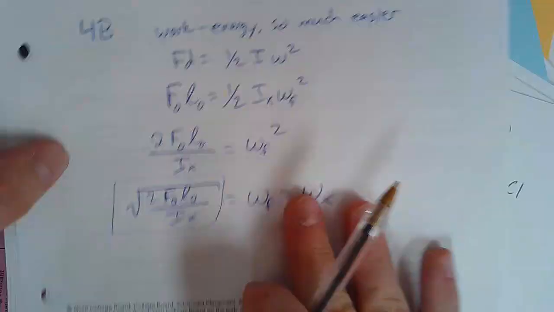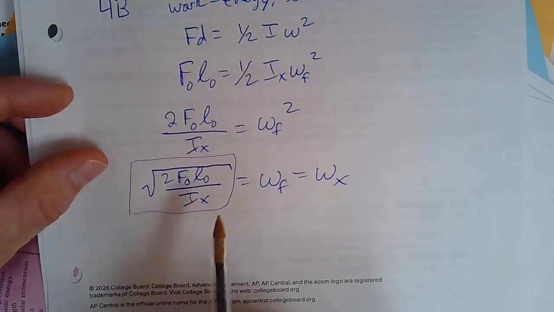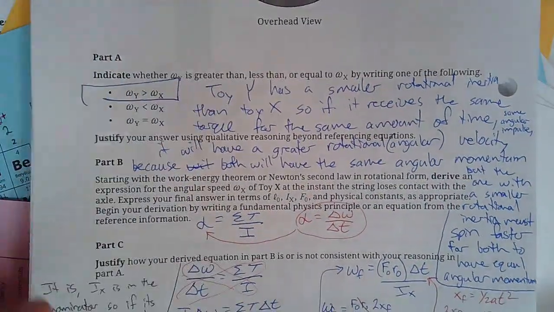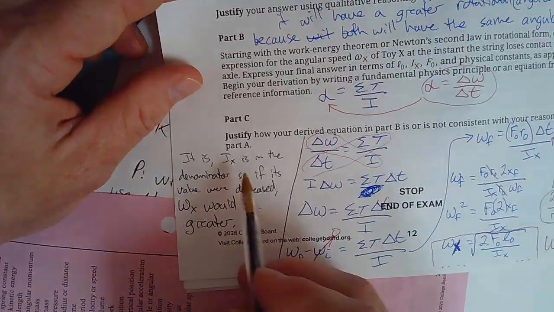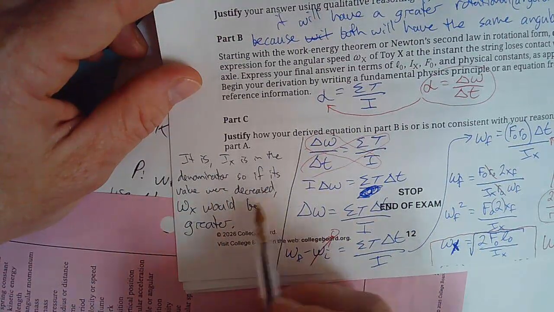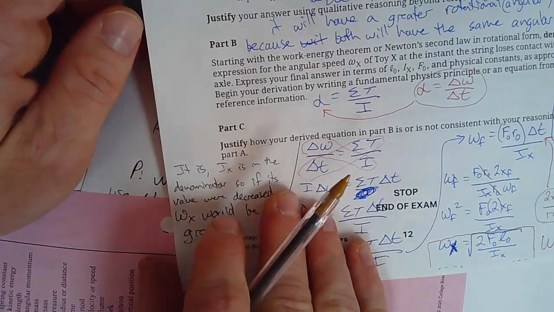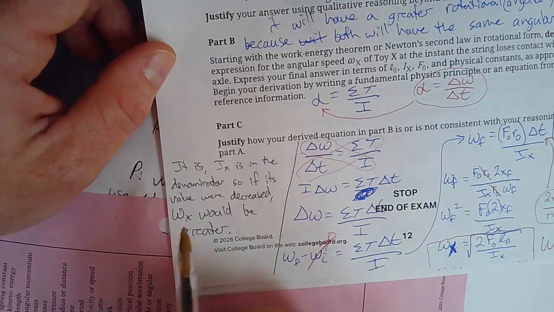I wasn't even sure that was right when I got done, because I'd done so much and that was so hard, and I was just like, why did I do this to myself? So anyways, long story short, I got the same answer doing work-energy. I found work-energy to be much, much easier. And then it said to justify how your derived equation is consistent or not consistent. I said it is consistent because Ix is in the denominator, so if its value were decreased, then the rotational inertia would be, or excuse me, not rotational inertia, the angular velocity would be greater.